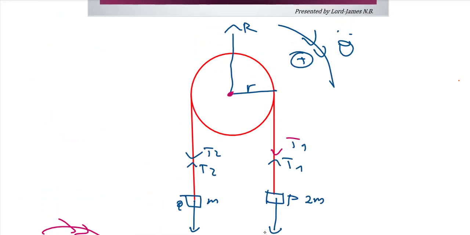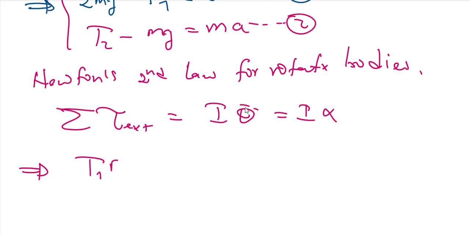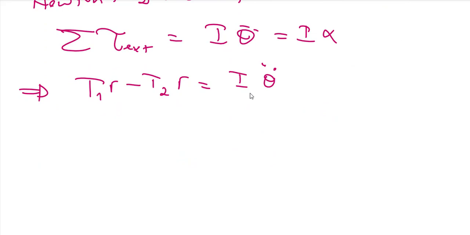So T2 is going to counteract the turning effect of my positive convention. So the torque there will be negative. So I'm going to have minus T2 R equal to I theta dot dot. But what do we know?